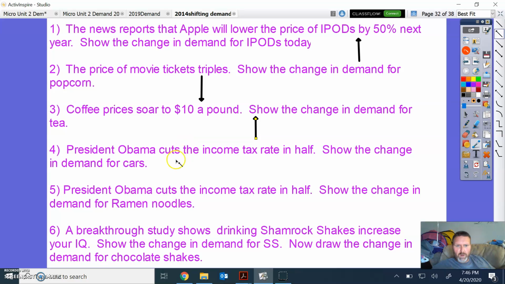Substitute goods. President Obama cuts the income tax rate in half. Demand for cars up. Right, change in income. Cuts the income tax rate in half. Show a change in demand for ramen noodles. Nobody really wants to eat ramen noodles. Demand is going to go down because it's an inferior good. A breakthrough study shows drinking Shamrock shakes increases your IQ. Okay, tastes and preferences. Demand for Shamrock shakes up. I'll go drink a Shamrock shake.